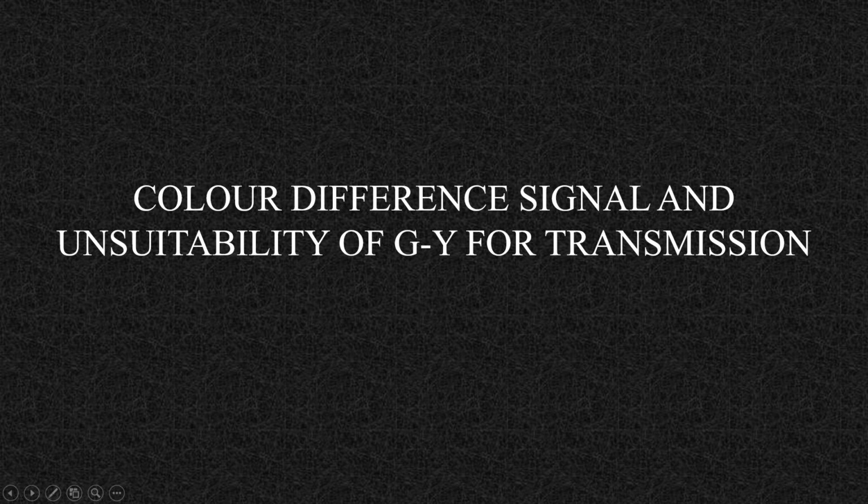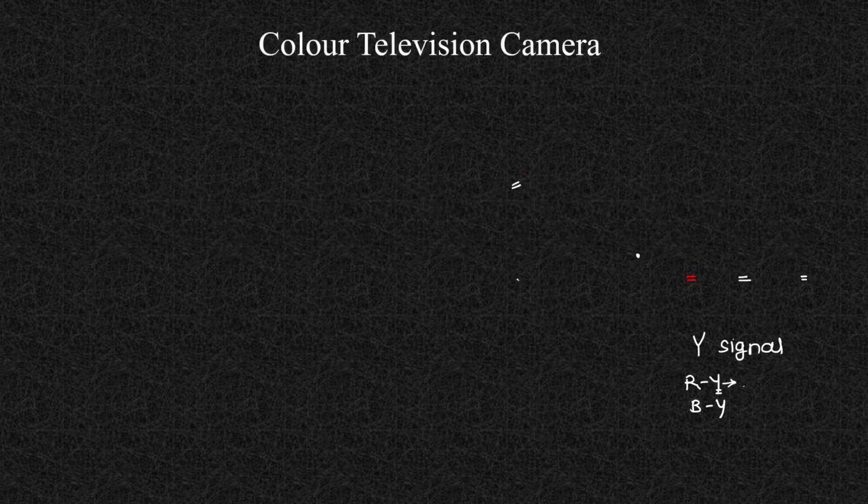Hello, in today's session we are going to talk about the color difference signal and the unsuitability of G minus Y for transmission. To understand how we transmit the color difference signals, and which color differences we transmit along with the luminance signal, we must first understand our color television camera.